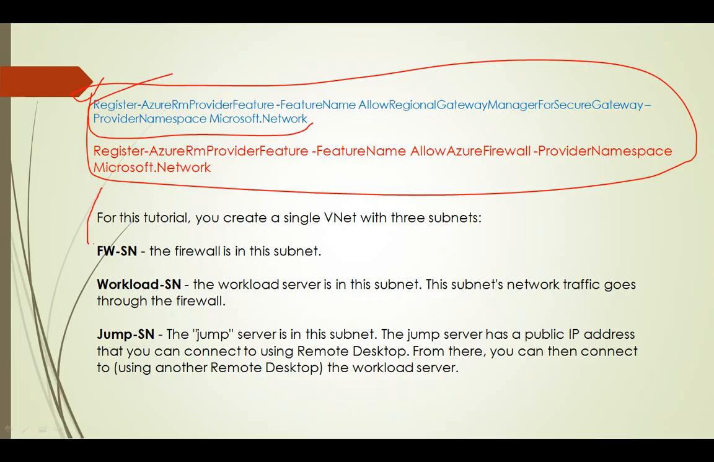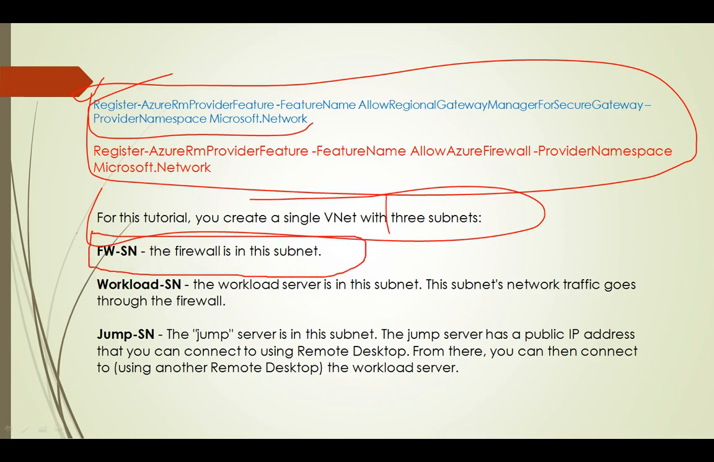Now, in this video I will create three subnets. In one subnet will be my firewall. In the second subnet I will have my workload server, and that workload server's traffic will go through this firewall. And I will create one jump subnet, in which I will keep some more servers. From there I will test the connectivity, whether my rules are working or not. You will understand these things in the coming slides.